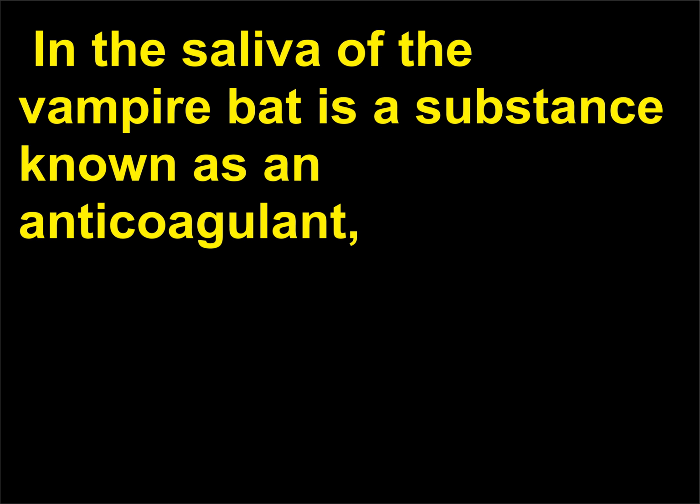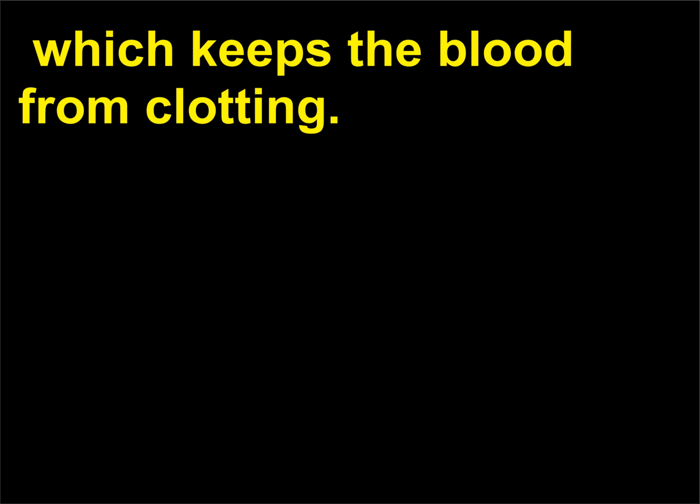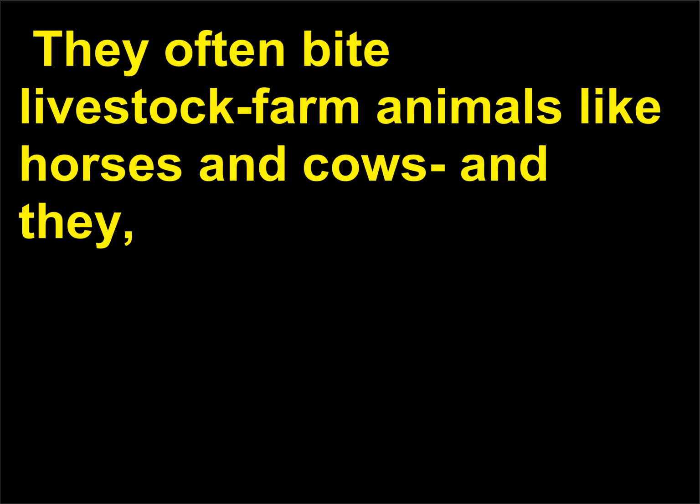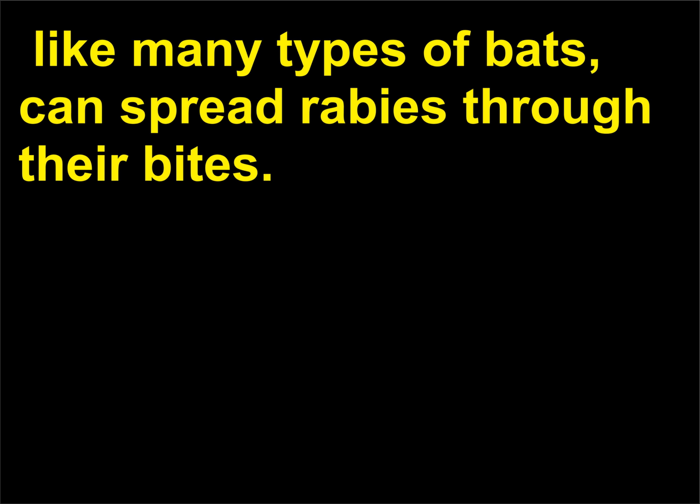In the saliva of the vampire bat is a substance known as an anticoagulant, which keeps the blood from clotting. They often bite livestock, farm animals like horses and cows, and they, like many types of bats, can spread rabies through their bites.